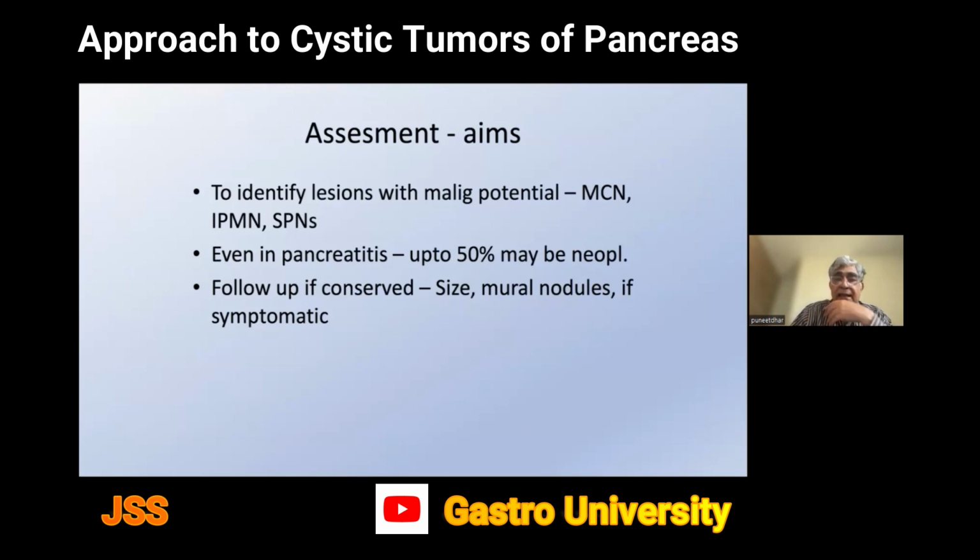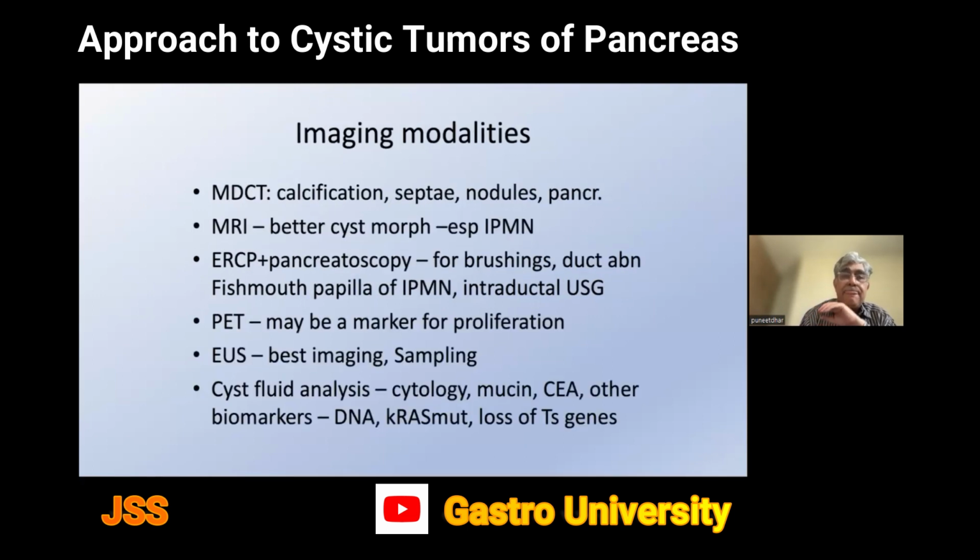So assessment aims are to identify the lesions with malignant potential, even in pancreatitis, and remember, up to 50% can be neoplastic. And follow up, if we are conserving, look at the size, the mural nodules, and if they're symptomatic. Imaging modalities are pretty much typical, so I'm not going to run through them. But the CT is very important for looking at the calcification, septae, nodules, and the presence of pancreatitis. MRI actually gives you a better cyst morphology and is excellent for following up IPMN.